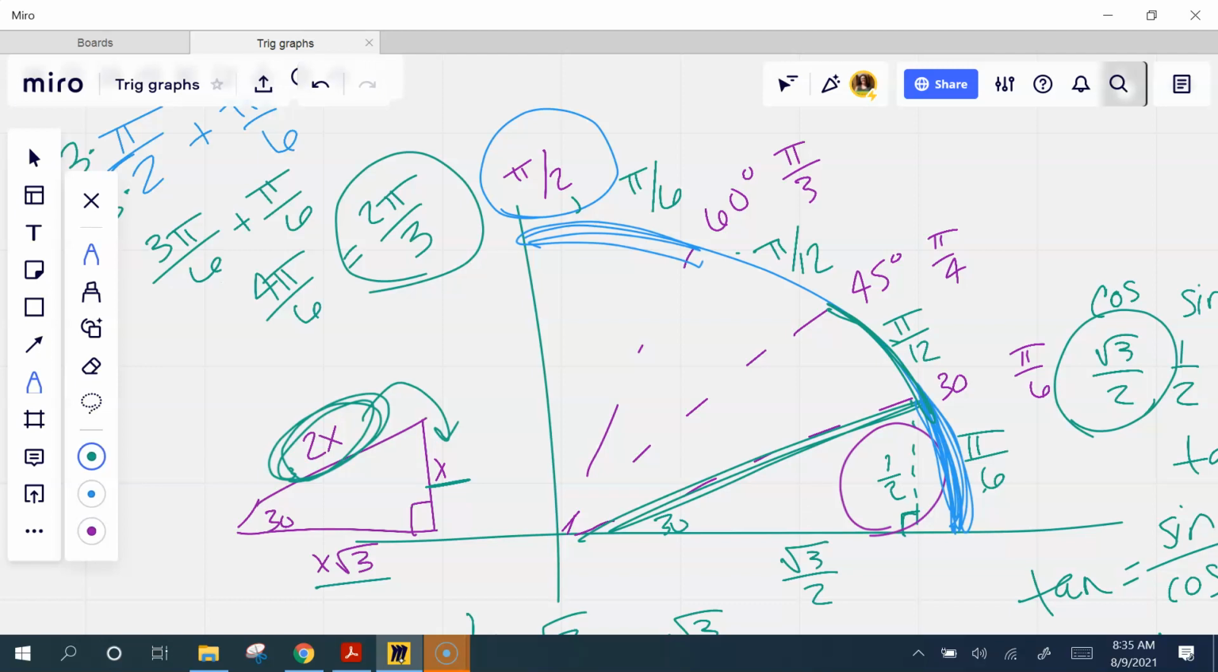How are we feeling about the unit circle? Better than when you first had it in pre-calc? Today and yesterday.